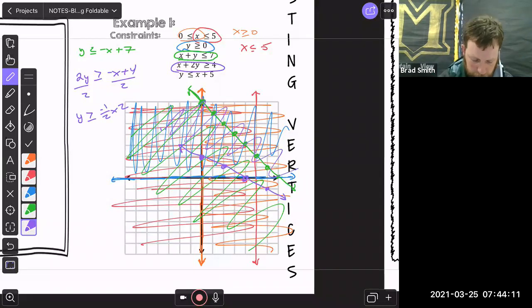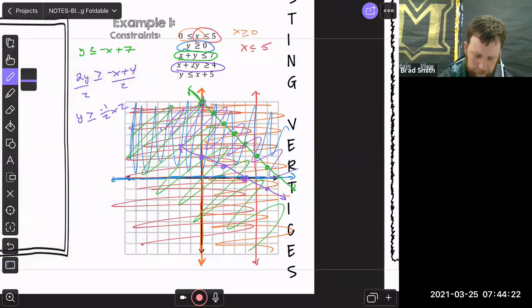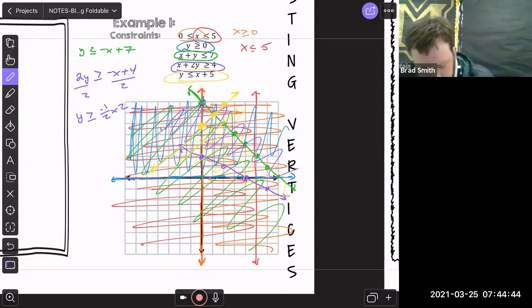A lot of colors. I need another one. Let's see how bad the yellow looks. So y is less than or equal to x plus 5. This one's already done for you. 1, 2, 3, 4, 5. X is going to go up 1 over 1. This is really the only side that matters. And I have all of this.